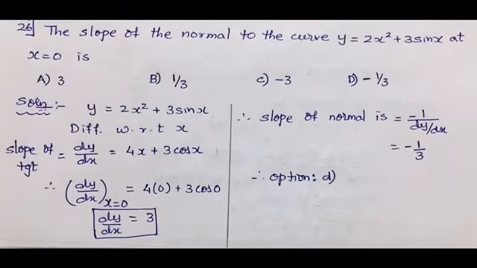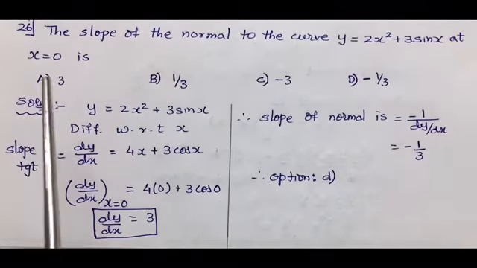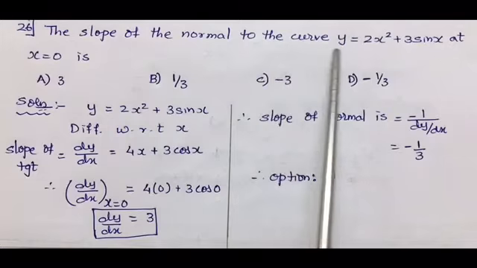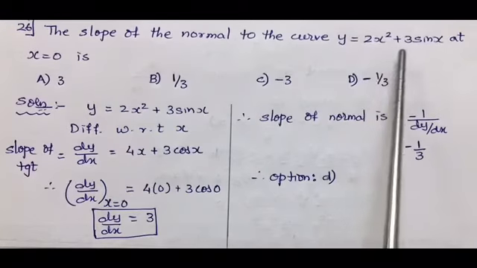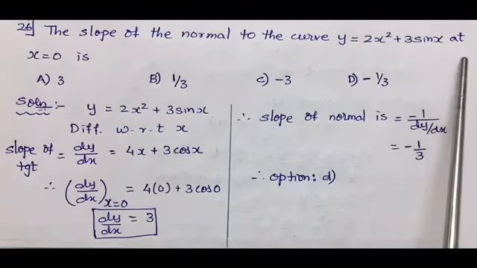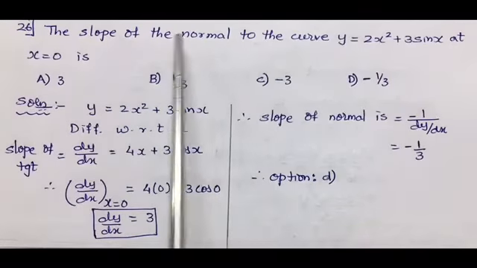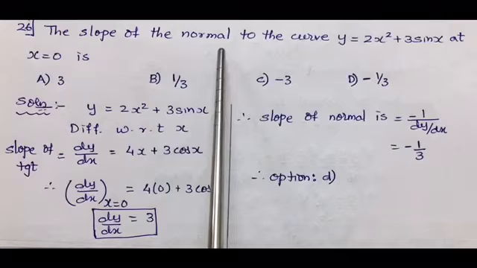26th one, it is an MCQ. The question given is: the slope of the normal to the curve y equal to 2x square plus 3 sin x at x equal to 0 is. Now here we need to calculate the slope of the normal.